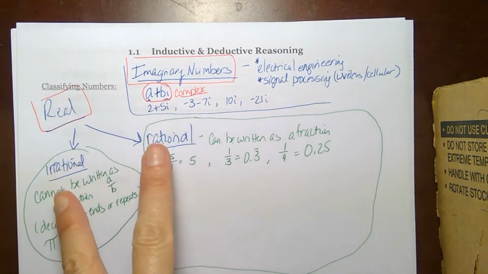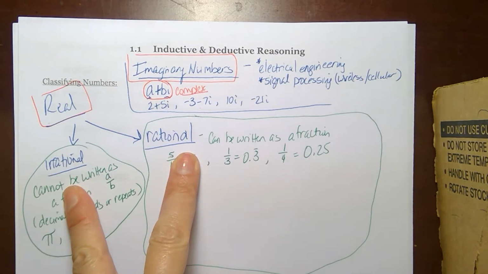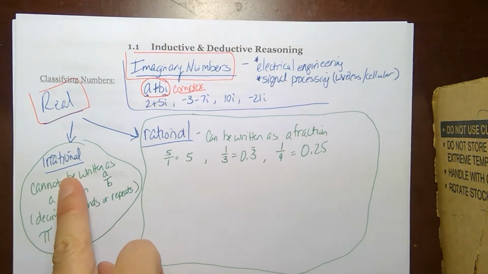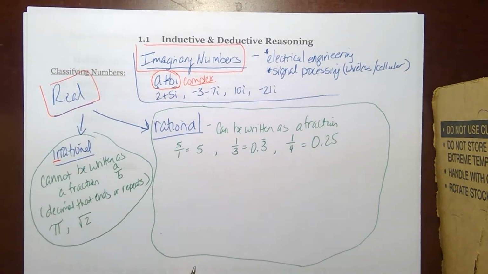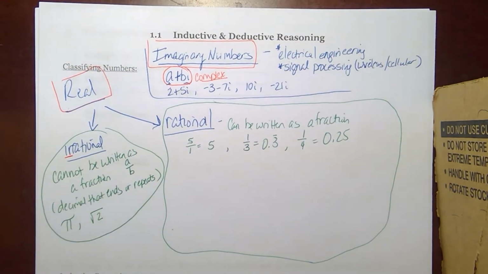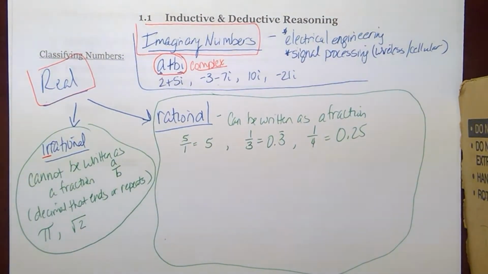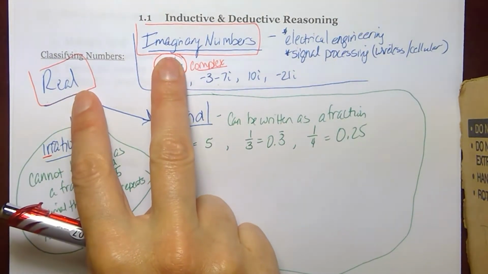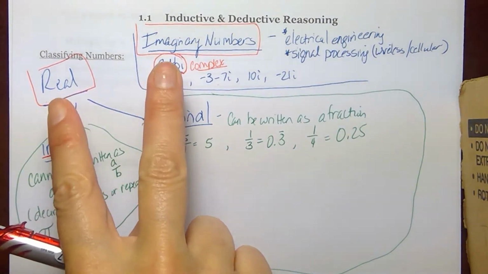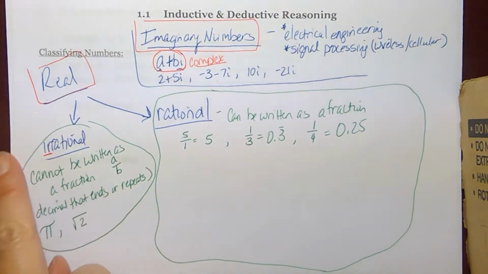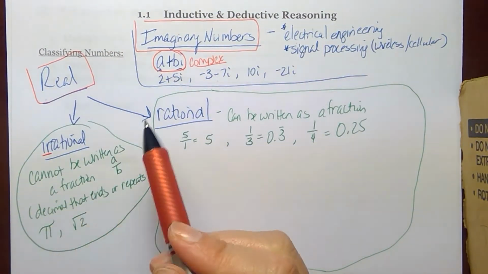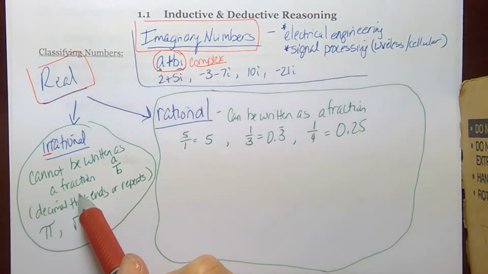Okay. Real numbers are broken down into two major areas, rational and irrational. That prefix ir means not. So if a number is irrational, that means it is not rational. So just like our number can't be both real and imaginary at the same time, it cannot be both rational and irrational at the same time. Let's talk about these irrational numbers first. An irrational number cannot be written as a fraction.